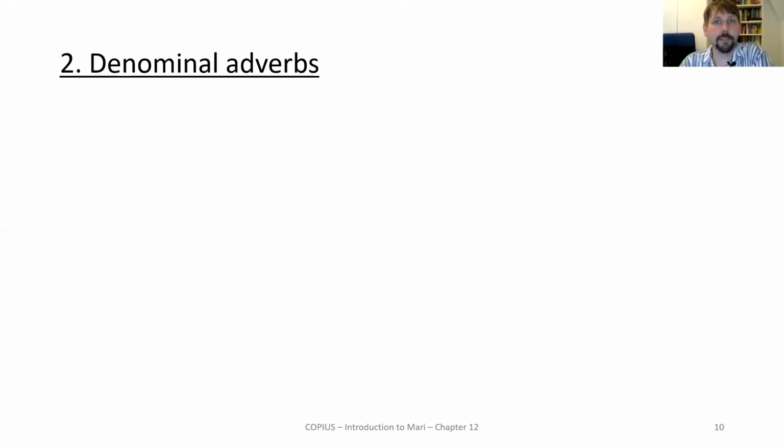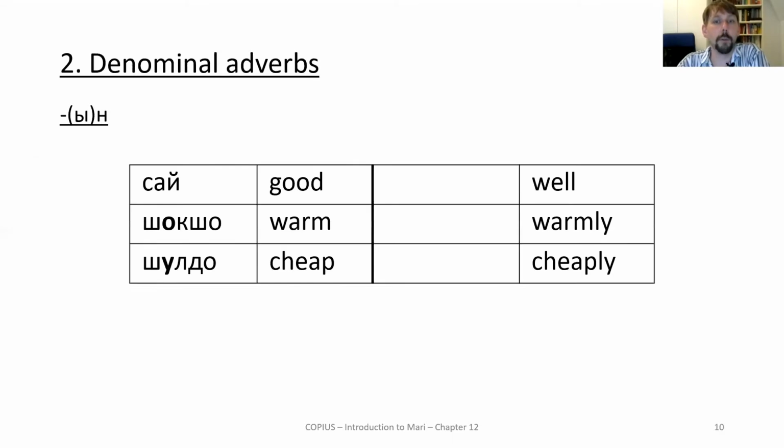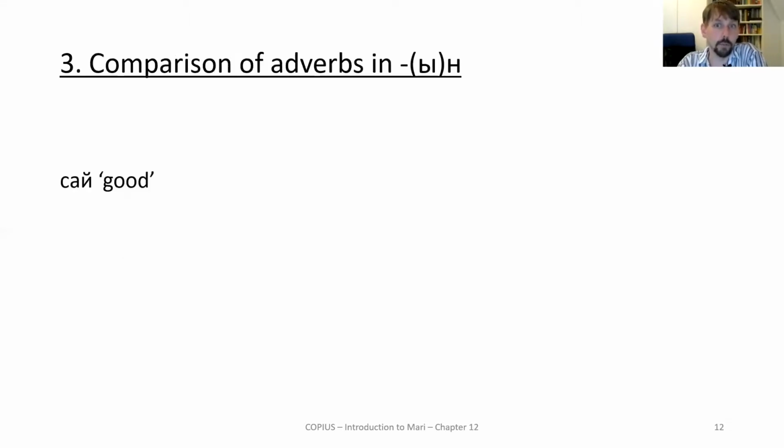Okay, denominational adverbs, another look at instructive forms in -n, which we have seen several times already, but now we're looking at it halfway systematically, how from nouns and adjectives we can form adverbs with this. If we have sei, good, we have seien, well. If we have schocksche, warm, schockschen, warmly, schuldo, cheap, schulden, cheaply. The formation is exactly the same as in the genitive, and there are actually some debates about the etymological relationship between these two.